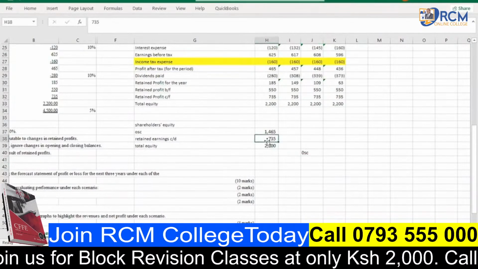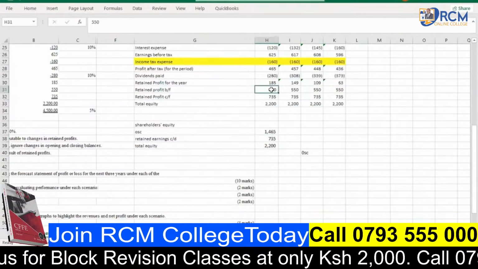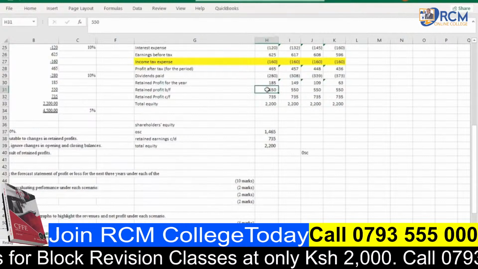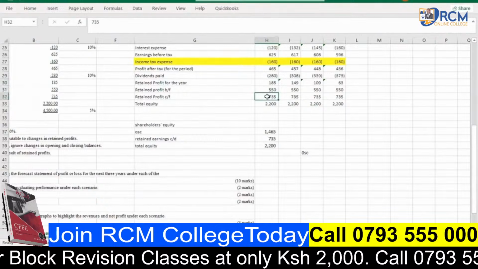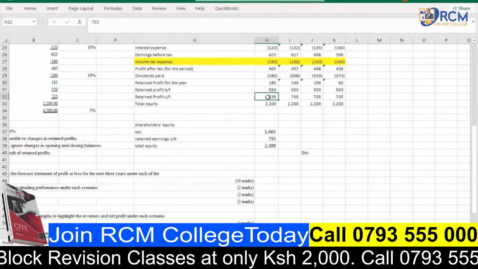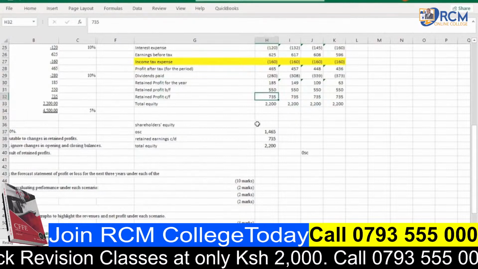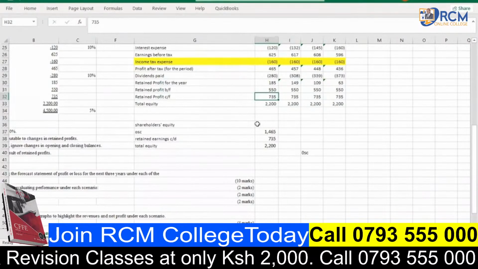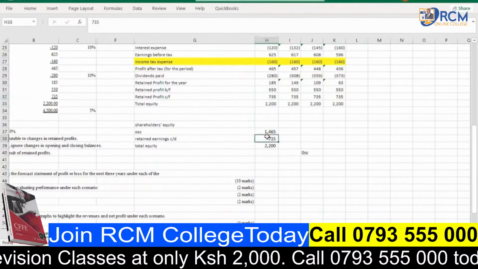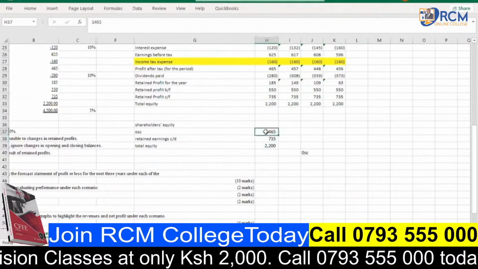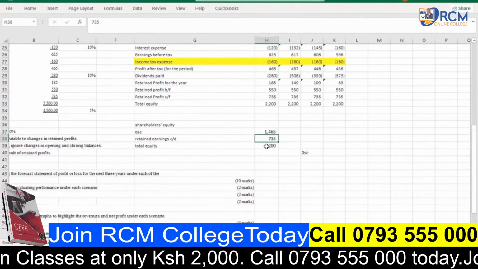Our retained earnings carried down, we have said, is the retained earnings brought down, 550, plus retained profit for the year, 185, which will give us 735. This 735 is what we take to the statement of financial position, which we have brought here. So when we add ordinary share capital and retained earnings carried down, we'll be able to get total equity.